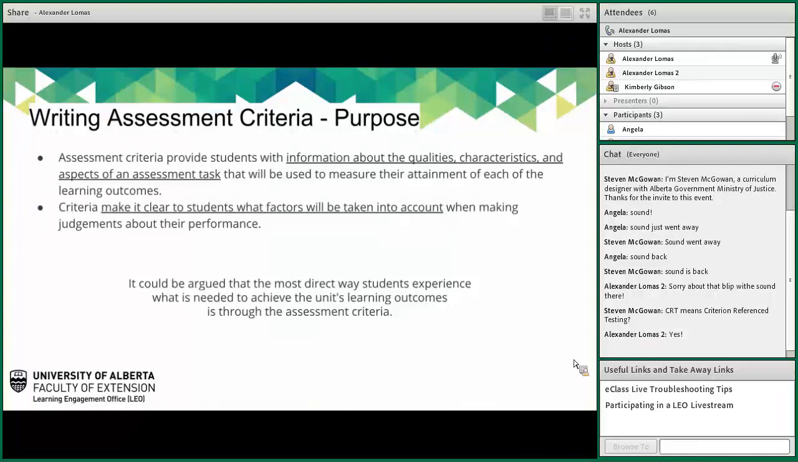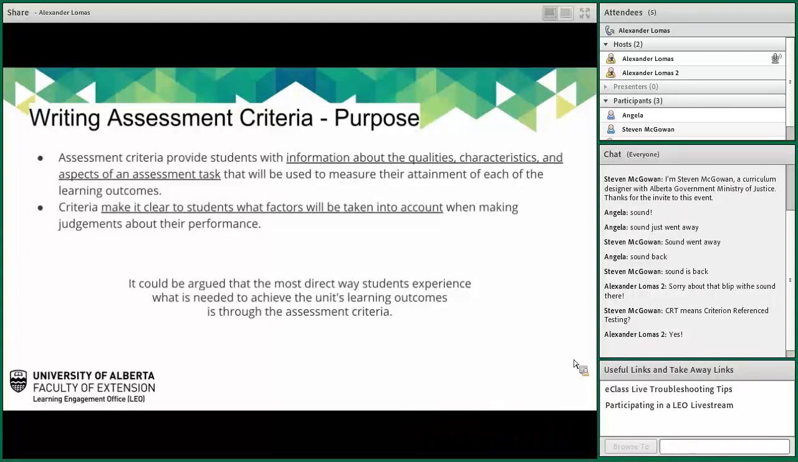And then I'm going to let you know that I'm going to be thinking about the quality of your argument, the way in which you present your references, the way that you conclude your reflection, and how you think about how you might improve going into the future. So you've given them information about the quality, the characteristics, the aspects of the task. You've made it clear what factors are going to be taken into account when I judge their performance.